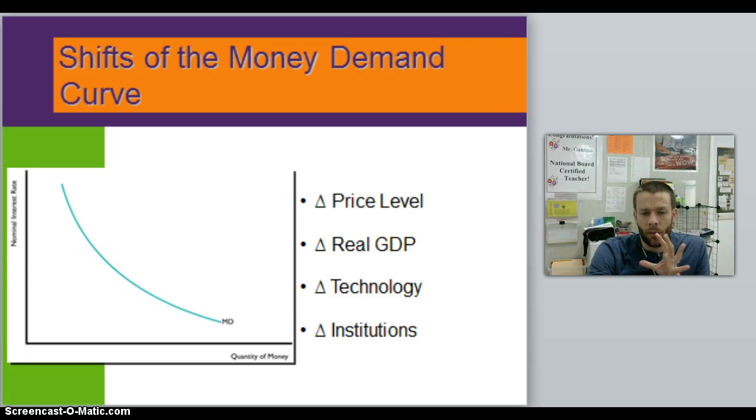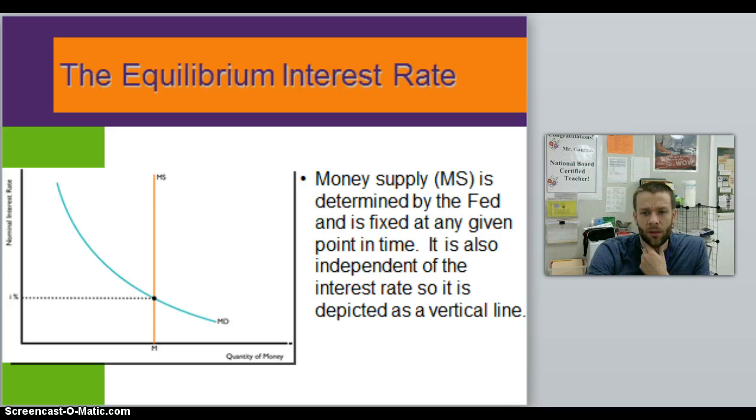Now, we spent some time focusing on money demand. What about money supply? We'll get into this a little later, but for right now, we can talk about the money supply as fixed at any given point in time. It's determined by the Federal Reserve. It's a vertical line because it's independent of the interest rate. That means that at any given interest rate, the quantity of money supplied by the Federal Reserve doesn't change. So for right now, think about the money supply as a fixed vertical line. We'll get into some nuances when we talk about the Federal Reserve.